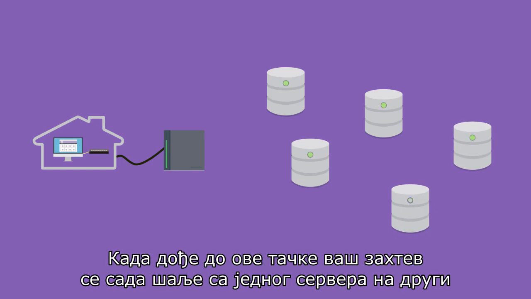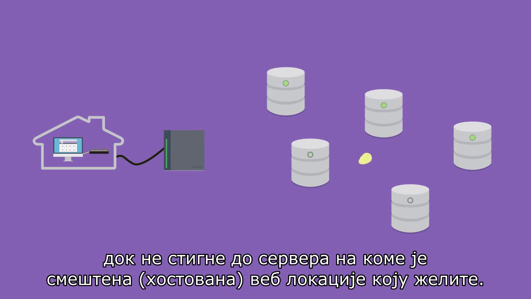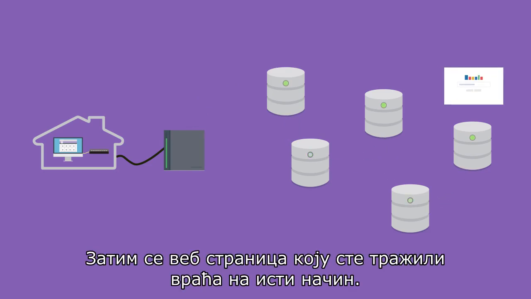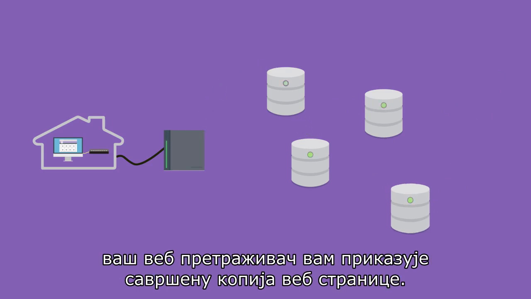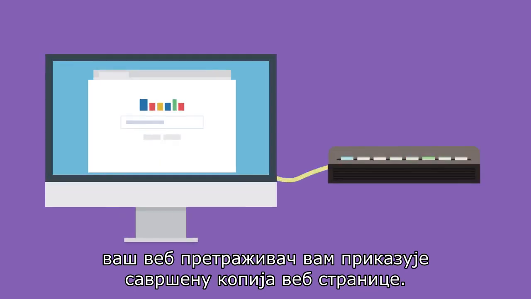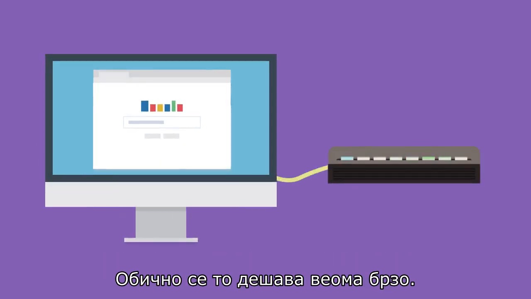Once it reaches this point, your request is now sent from one server to another, until it reaches the server that's hosting the website you wanted. Then, the web page you requested is returned in just the same way. If this all happens correctly, the packets of data arrive, are reassembled, and the web browser shows you a perfect copy of the web page. Usually, this all happens very quickly, often in just a matter of seconds.